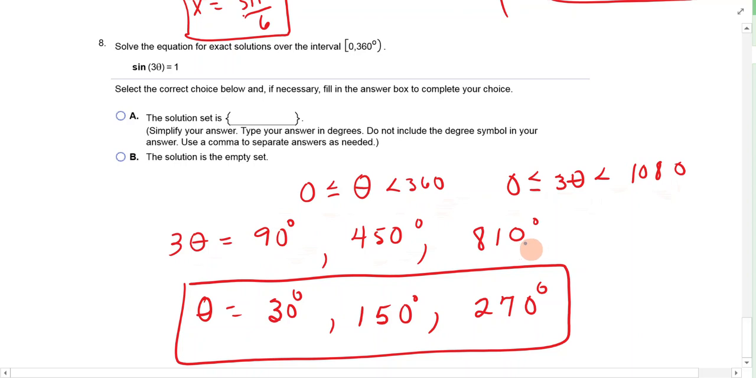What did we do there? I added 360 to the 90 degrees. That's where sine is equal to 1. And so I got 3 values. But because it's 3 theta, then I need to divide by the 3. 30, 150, 270. But I had to know how far I could go to get my 3 theta. So that's how you do that. You have 8 questions, but I think you've got what you need to be able to solve those.